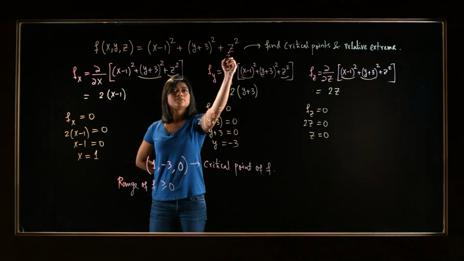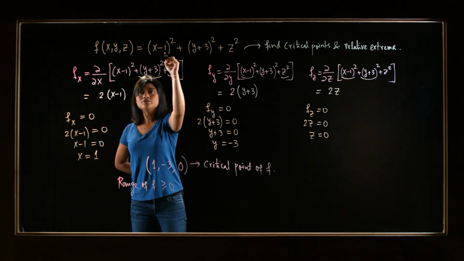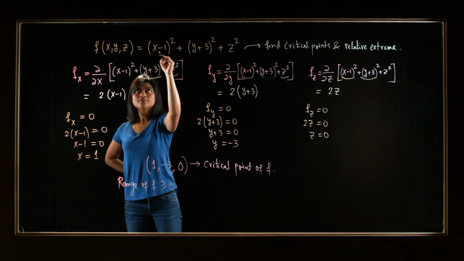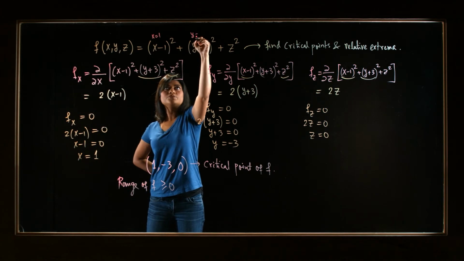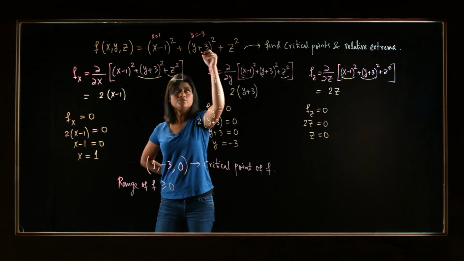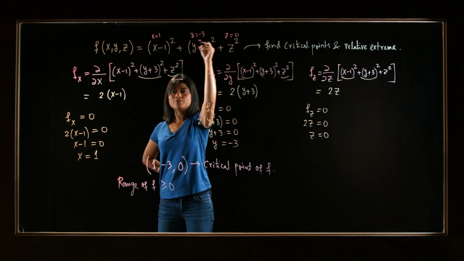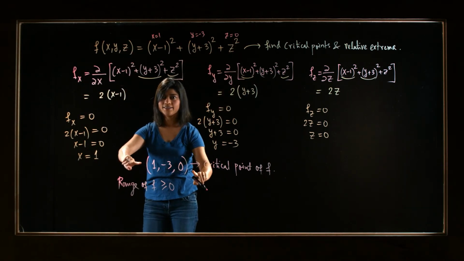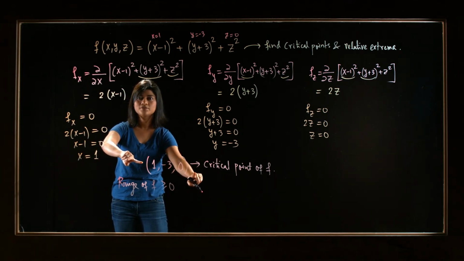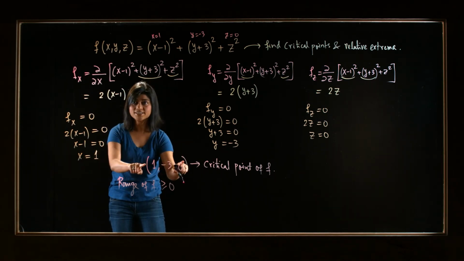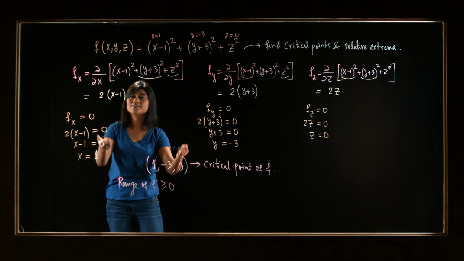Look at each term again. It will be 0 if this quantity is 0. So x has to be equal to 1. y has to be equal to -3. Then this will be 0. And z has to be 0. So what is the point where this function will be 0? Exactly at this critical point, (1, -3, 0). So the function is 0 at this point, and everywhere else the function will be greater than 0.